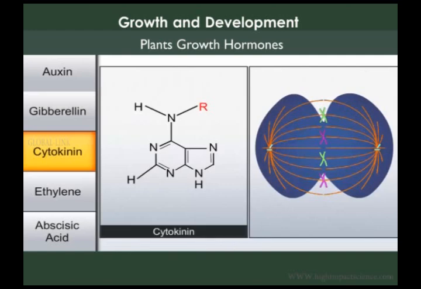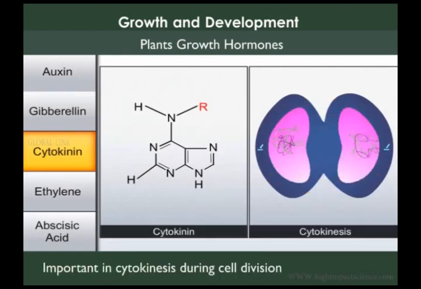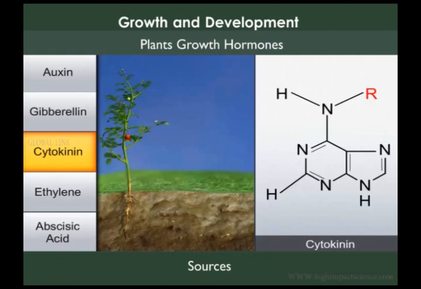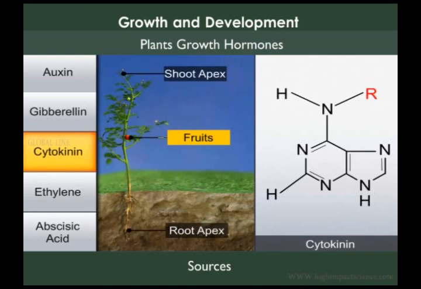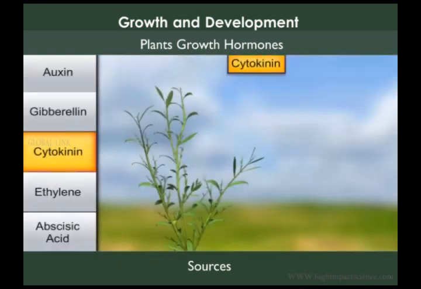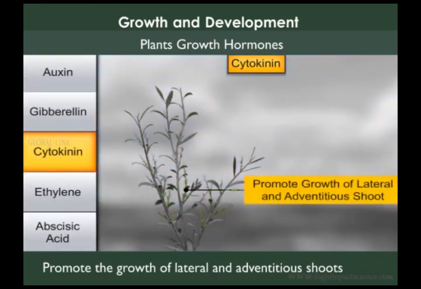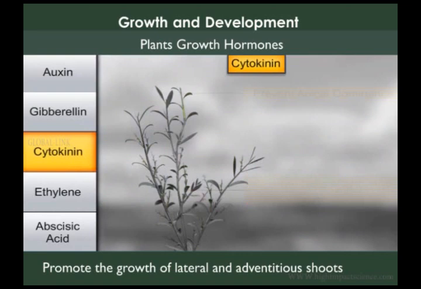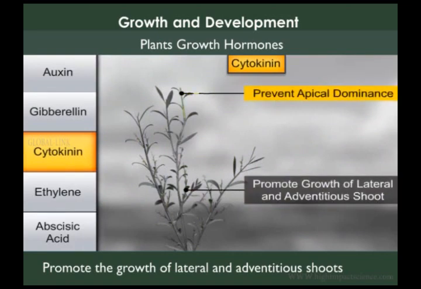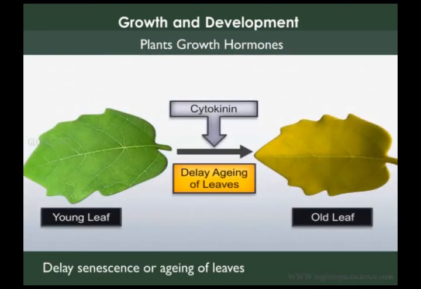Cytokinin plays an important role in cytokinesis during cell division. Natural cytokinins can be found at the root apex, shoot apex, and fruits. They promote the growth of lateral and adventitious shoots by preventing apical dominance. They also delay senescence or aging of leaves.